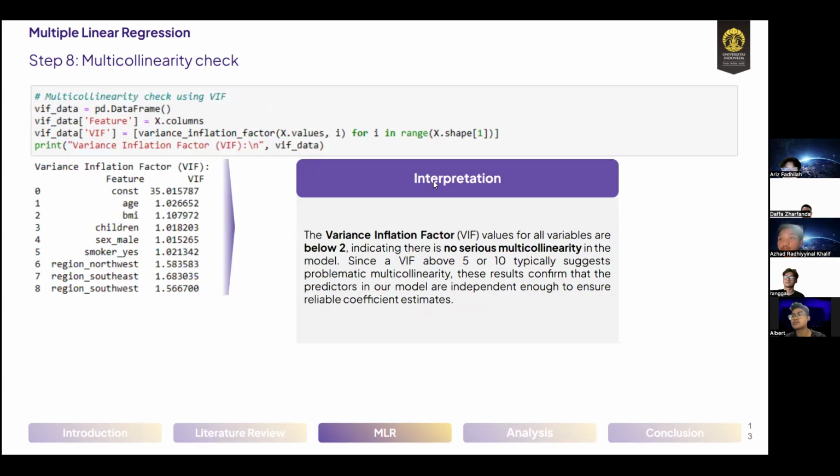And then the multicollinearity check. The variance inflation factor, or VIF, values for all variables are below 2, indicating there is no serious multicollinearity in the model. Since a VIF above 5 or 10 typically suggests problematic multicollinearity, this result confirms that the predictors in our model are independent enough to ensure reliable coefficient estimates.